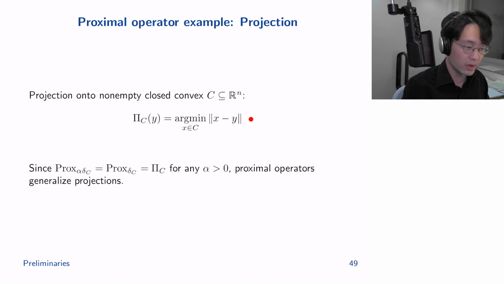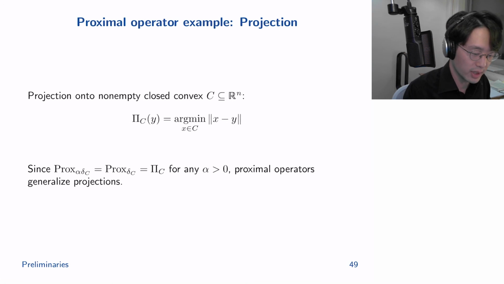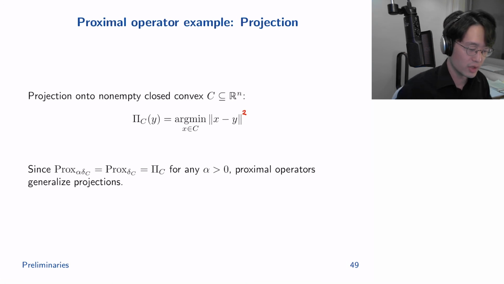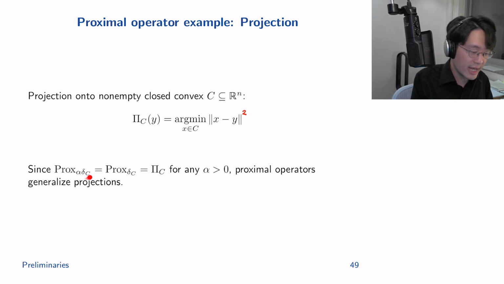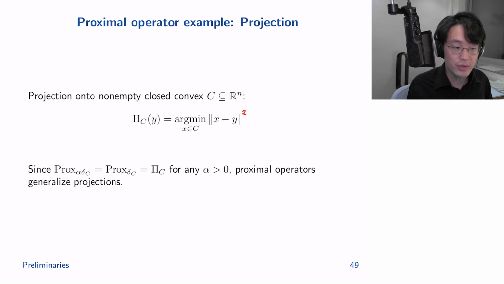Now, if you think about this form, and also note that we can simply add a square here without changing the meaning of anything, then it turns out that the proximal operator of the indicator function with respect to C is just the projection onto C itself. And since the indicator function actually just takes value 0 or infinity, in this case, the alpha value has no effect in the action of the proximal operator. So in this sense, the proximal operators generalize projections.